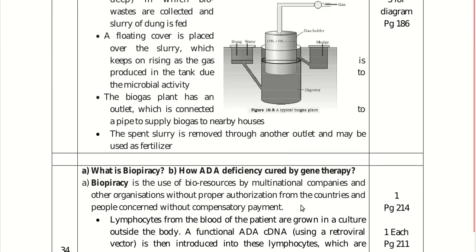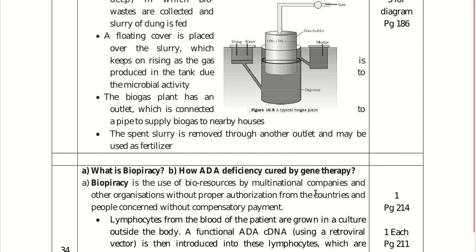What is biopiracy? How is ADA deficiency cured by gene therapy? Biopiracy is the use of bioresources by multinational companies and other organizations without proper authorization from the countries and people concerned, without compensatory payment. Lymphocytes from the blood of the patient are grown in a culture outside the body.